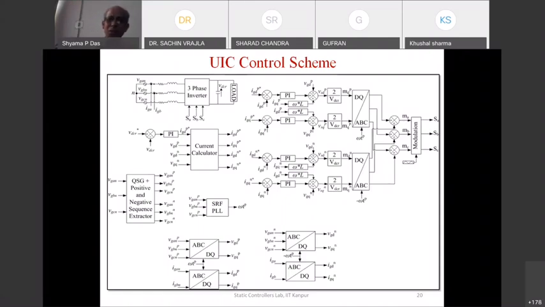In the previous slide, we get the set of equations, and the set of equations are incorporated within the current calculator. So the current calculator is a real-time implementation of this equation. So we have to have a powerful DSP or a signal processor or a microcontroller which can execute this equation in real time to evaluate the reference currents. Out of the 4 reference currents, 1 of them is obtained from the simple error between the reference DC link voltage and actual DC link voltage.